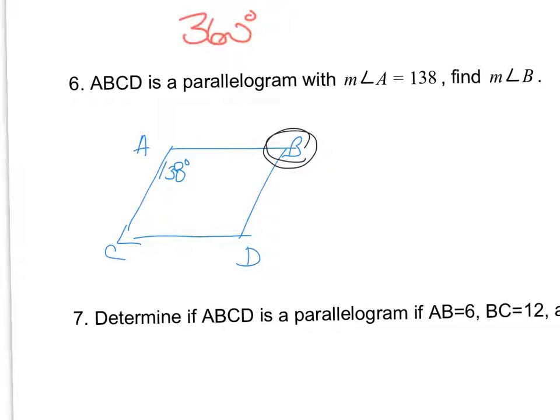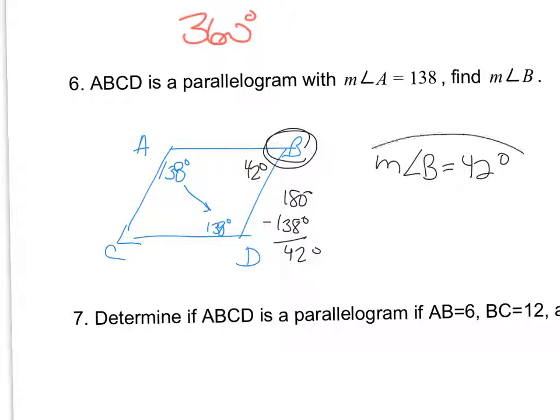Well, in a parallelogram, we know the opposite angles are the same, so this one would be 138. But now to find B, it's a consecutive angle, so those have to add up to 180. So to find B, that's just 180 minus 138, which is 42. So the measure of angle B in our problem is 42. We also know that C is 42. It didn't ask for that, but again, opposite angles are the same.